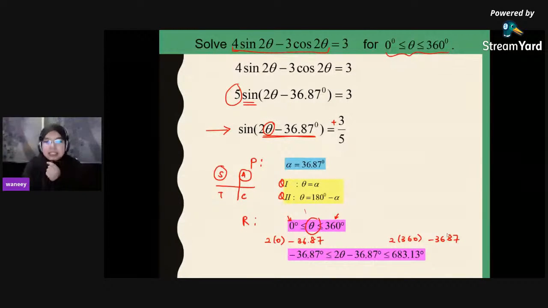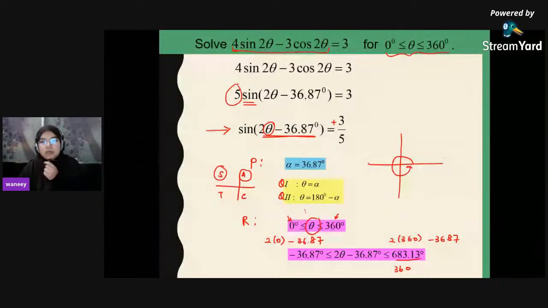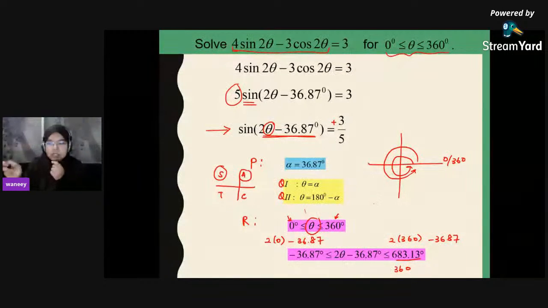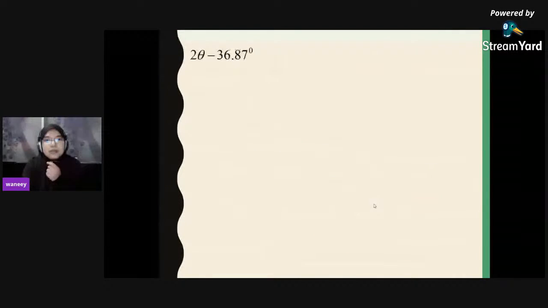Okay, so now let us check what is our answer. So we got quite a big range over here. So we have something that is more than 360. That means we definitely need to do the second rotation. So the first rotation, this is 0 up until 360, but we need to go up until 683. So we have to go along the second rotation. Okay, so that means 2 theta minus 36.87.